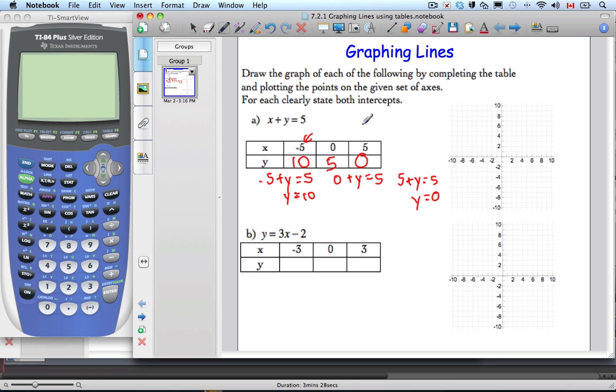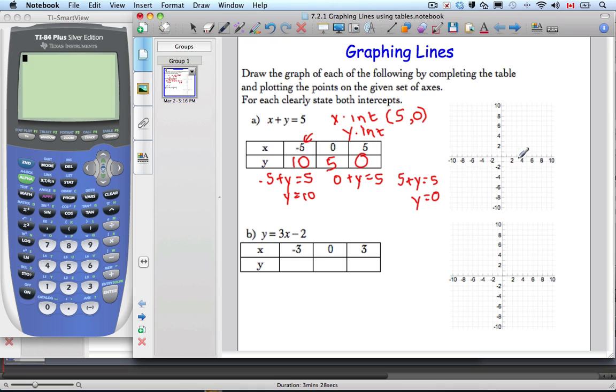If we have to clearly state both intercepts, that means we have to state the x-intercept and the y-intercept. The x-intercept means where it crosses the x-axis. So that means my y value is going to be 0. So when y is 0, x is 5.